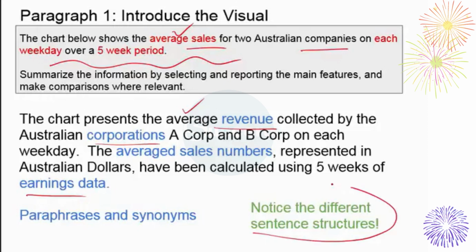Notice also that the sentence structures are different in the example paragraph and in the directions. So, your goal is to take the information provided to you in the directions and on the chart that just represents the information about what this visual is trying to show, and you put it in your own words in 2 or 3 sentences.